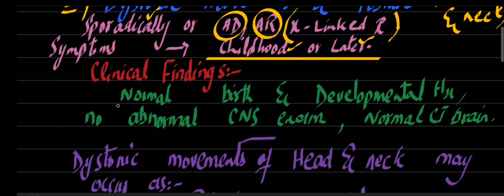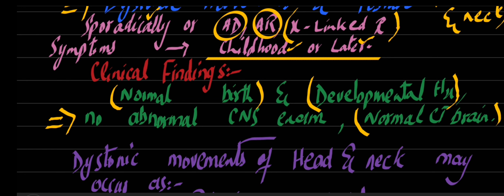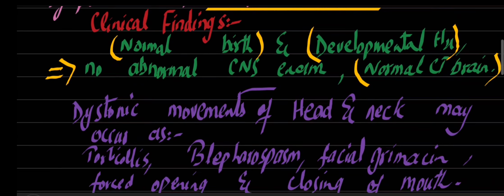Clinical findings. The patient should be normal at birth and there should be no developmental delay. Furthermore, the CNS examination other than dystonia should be normal and the CT scan is normal in idiopathic torsion dystonia. Dystonic movements of the head and neck may occur as torticollis.